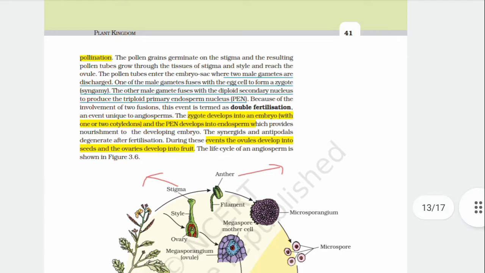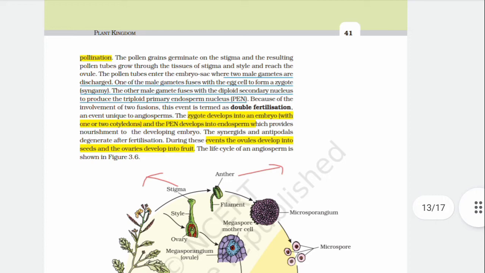Two male gametes are discharged. One of the male gametes will fuse with the egg cell to form the zygote, and the other will fuse with the diploid secondary nucleus to form the triploid primary endosperm nucleus. This is known as double fertilization because there are two fertilizations. And here the zygote will develop into the embryo and the primary endosperm nucleus will develop into the endosperm. This endosperm will provide nourishment to the zygote.